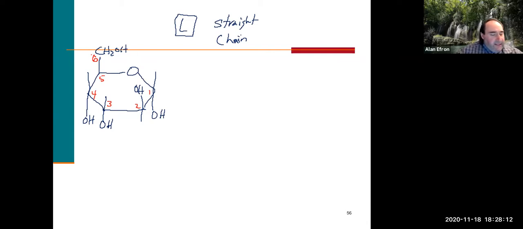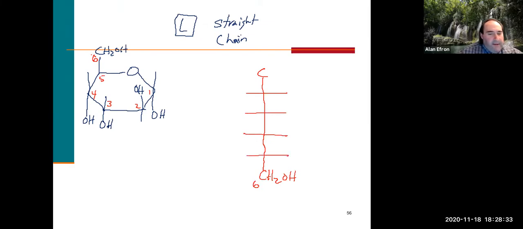So we definitely have 6 carbons. And we know that the last one is our CH2OH, and that's carbon 6. This is carbon 1, so we'd need a 2, 3, 4, and 5.